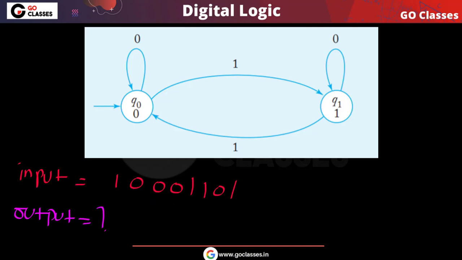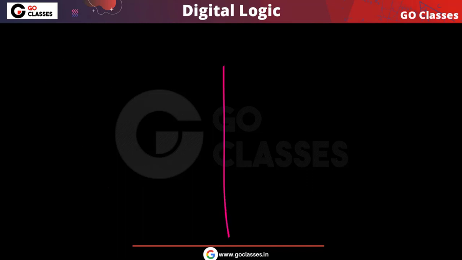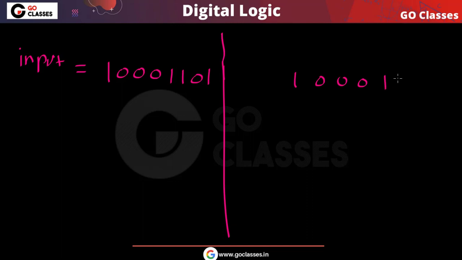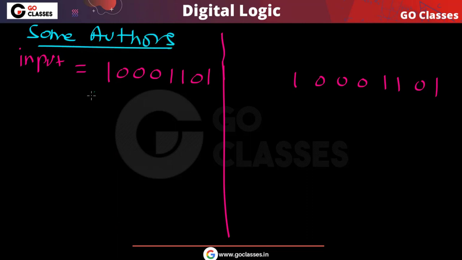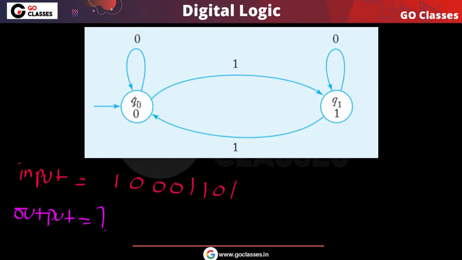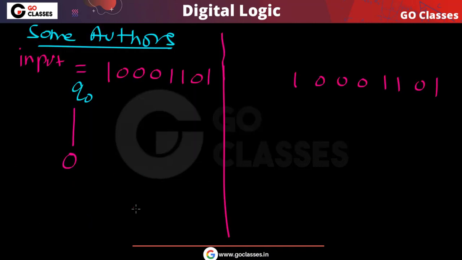Let me tell you one thing. According to some authors, this is your input, 100001101. There are some authors who do it like this. The initial state is Q0, correct? Because the initial state is 0, automatically 0 will be produced.